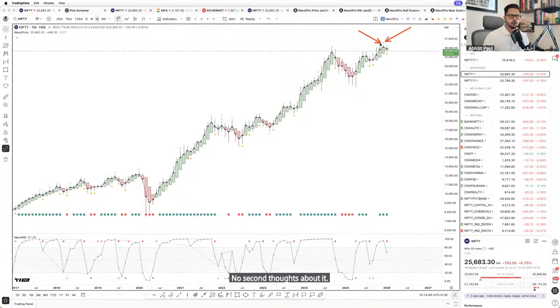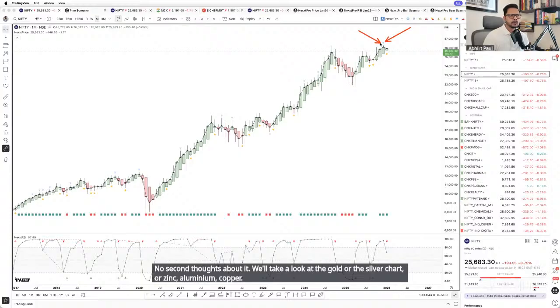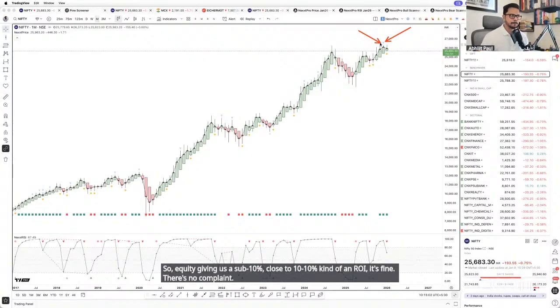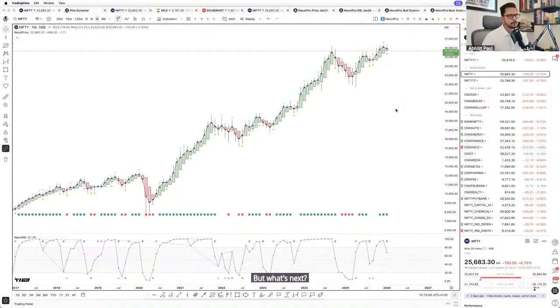We'll take a look at the gold or the silver chart or zinc, aluminum, copper. After a long time, silver has woken up and it has given an exceptional move. And these kind of mega trends happen, especially after mega consolidations. So equity giving us a sub 10%, close to 10% kind of an ROI, it's fine. There's no complaint. But what's next?